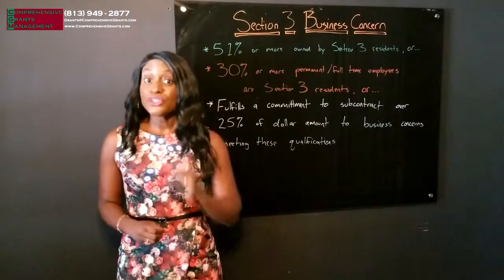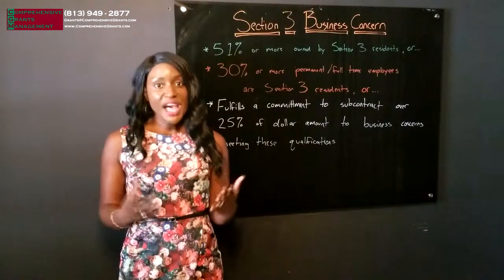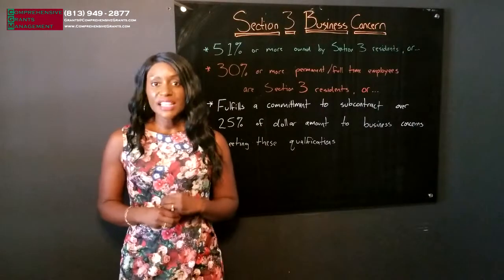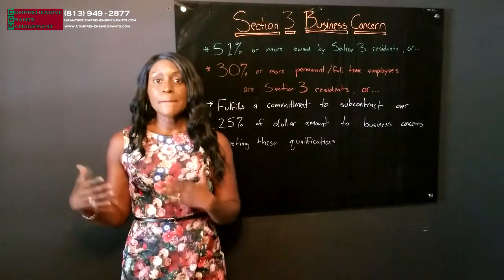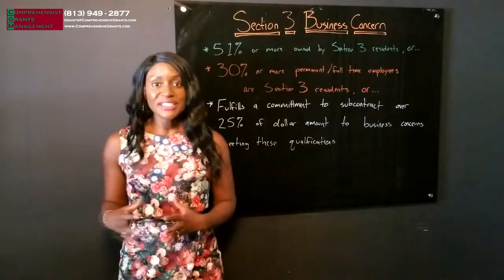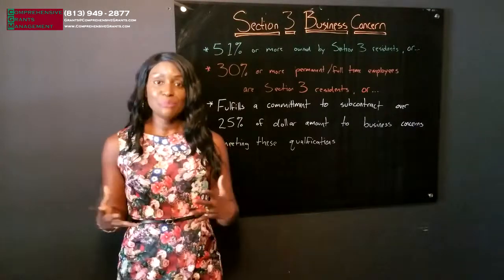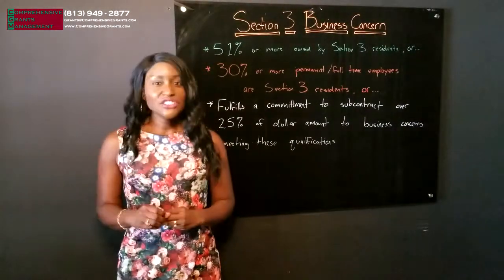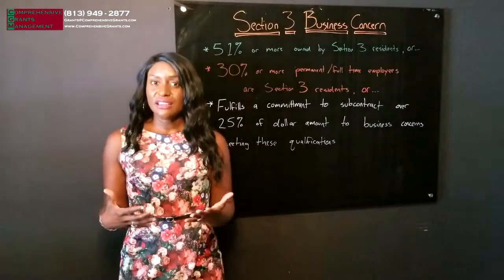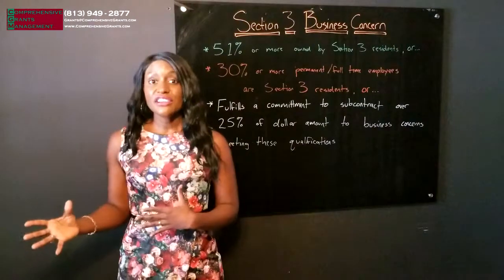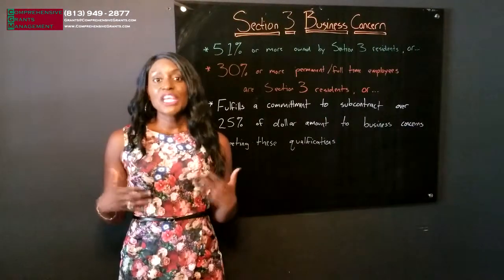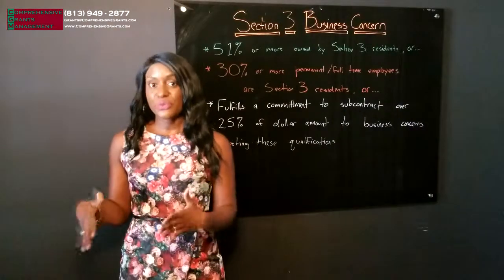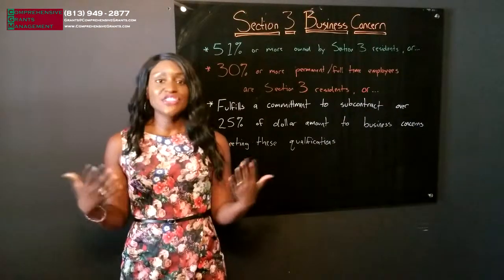So the first way you can be a Section 3 business is to have 51% ownership of the business when you're a Section 3 resident. Another way is to have a minimum of 30% of the full-time permanent employees be Section 3 residents. Even if they're not currently Section 3 residents, they have to be living in or be a Section 3 resident within 3 years of their first date of hire. So if you're a business and you have hired a minimum of 30% Section 3 residents, then you qualify to be a Section 3 business.